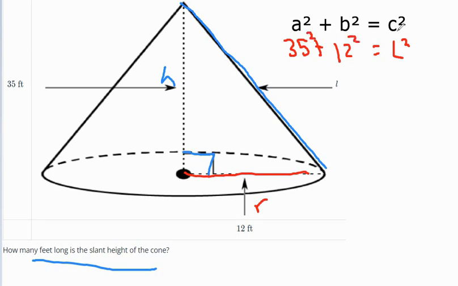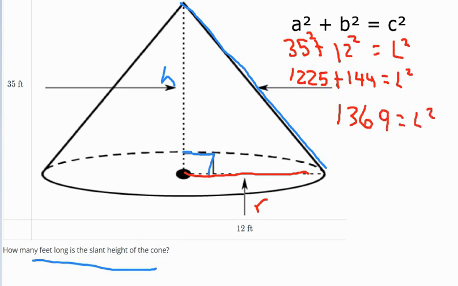So 35 squared, 35 times 35 is 1225. 12 squared, 12 times 12 is 144. That's going to equal L squared. We're going to add those together, and we're going to get 1369 equals L squared. The opposite or inverse of a square number is the square root. And that's going to give us 37.